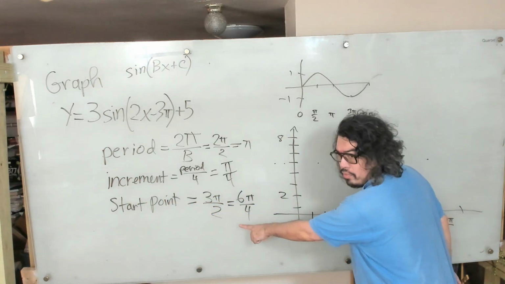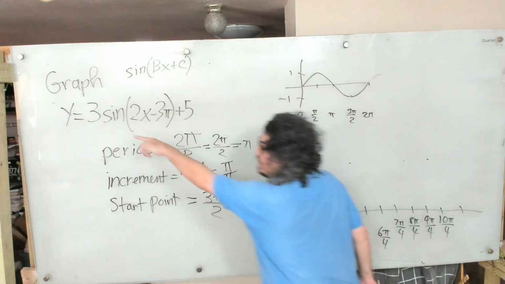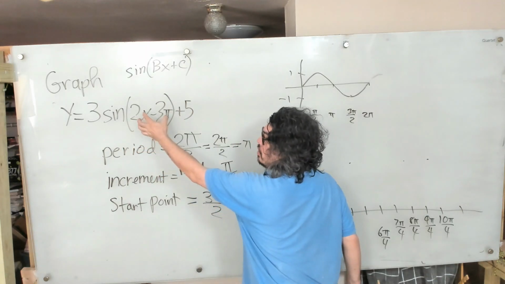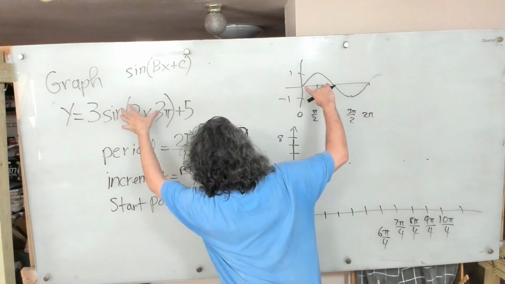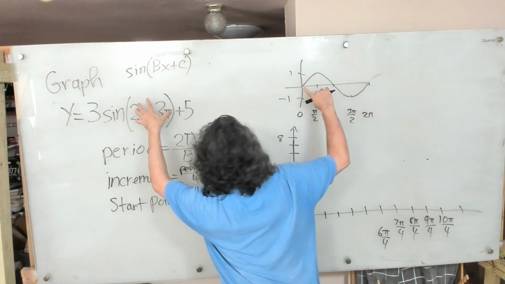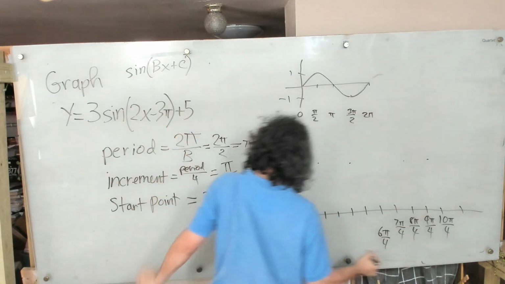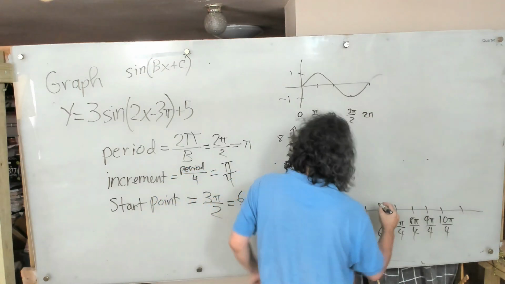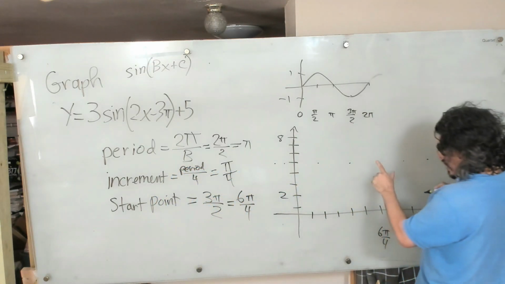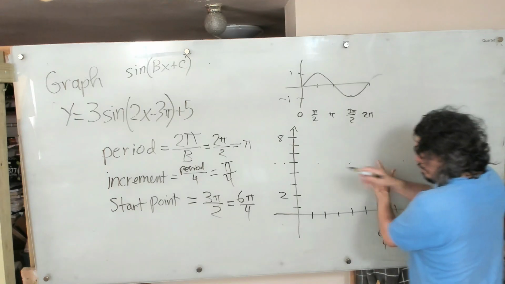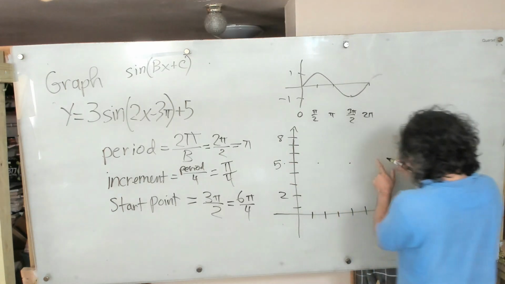Since this was the starting point, we know that the sine will be 0 in here. So the sine value at 0 will be 0. Times 3 is still 0, plus 5 is 5. So I can see that at this point, the value that the function will take will be this value here, which is 5.